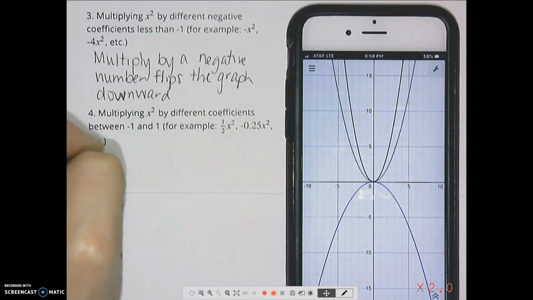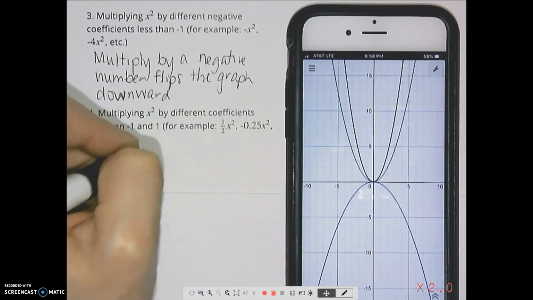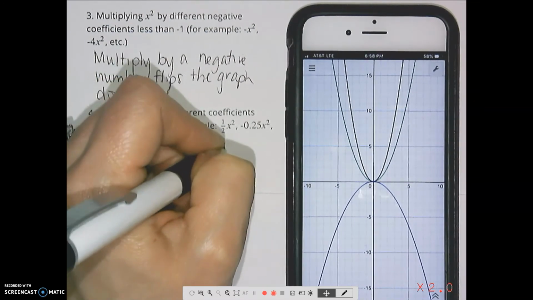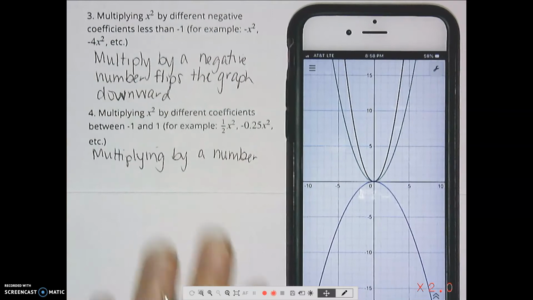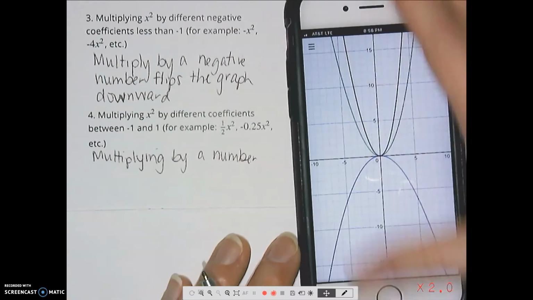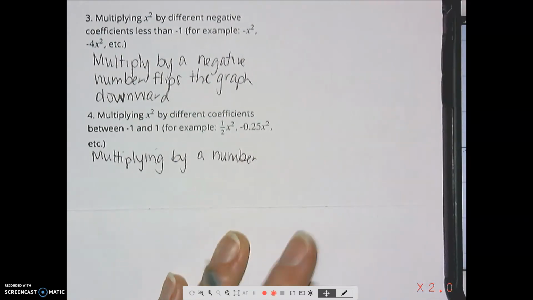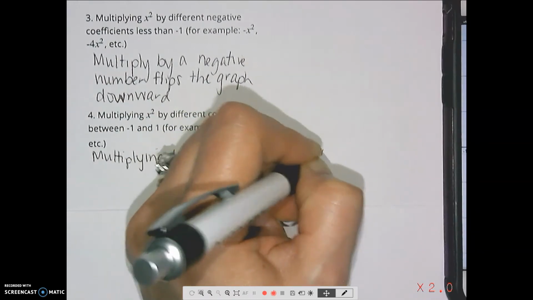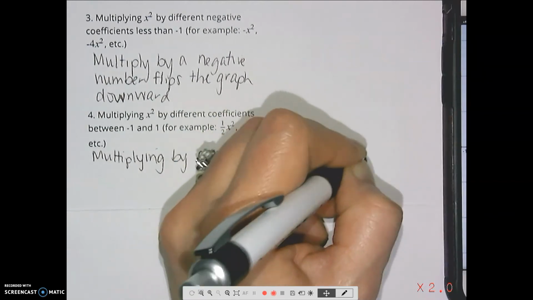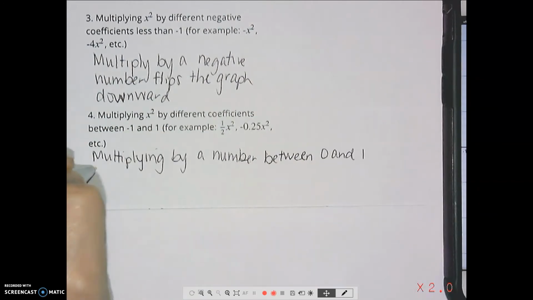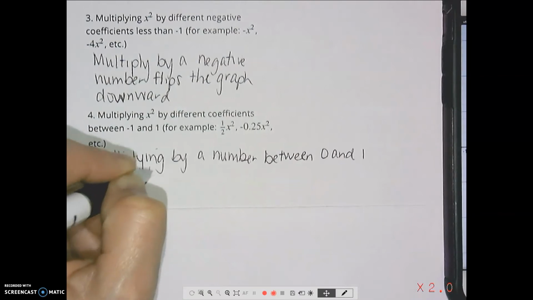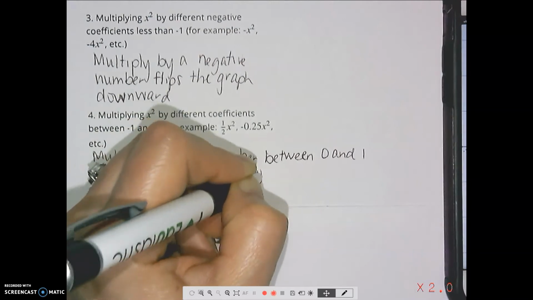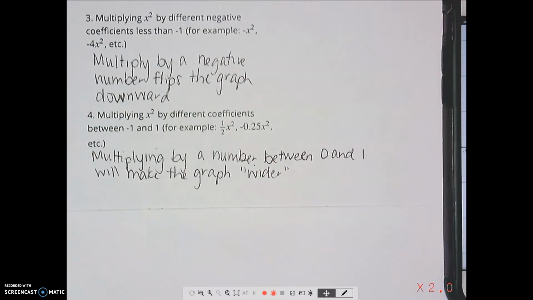So multiplying by a number between 0 and 1 will make the graph wider, or you could say shallower.